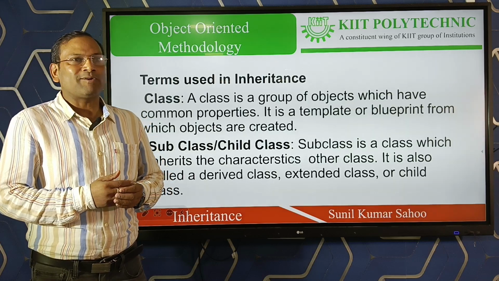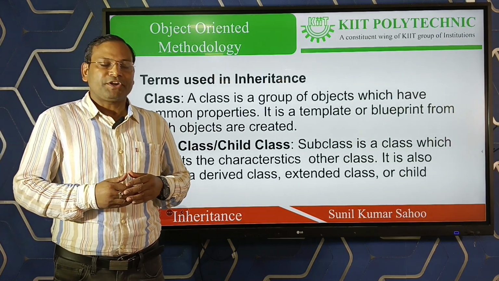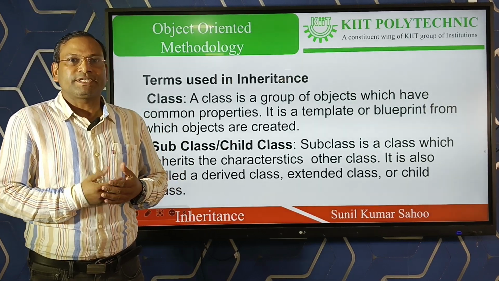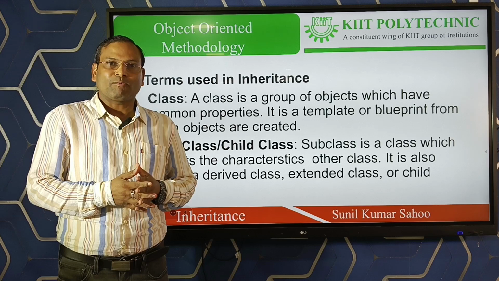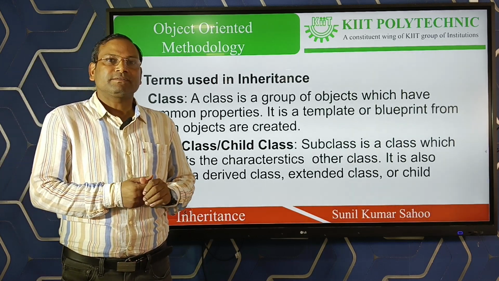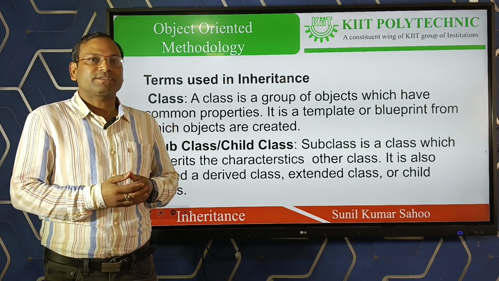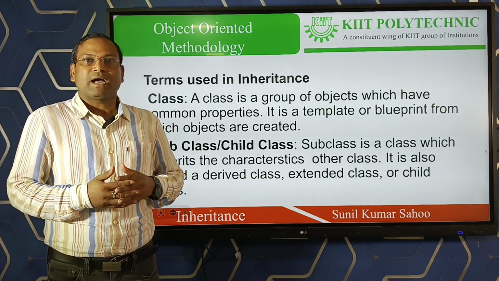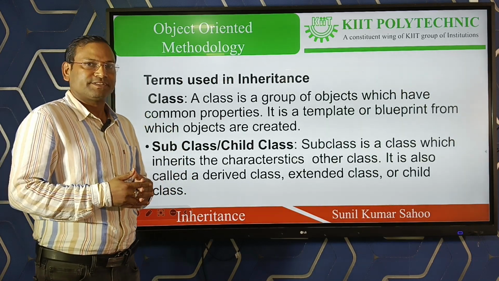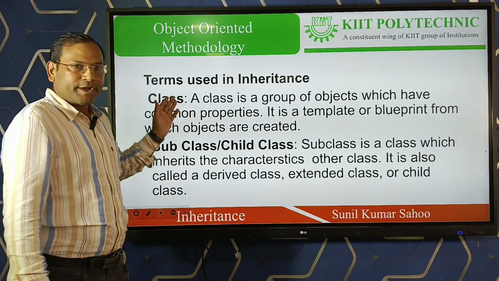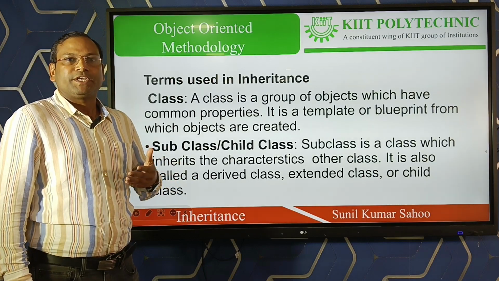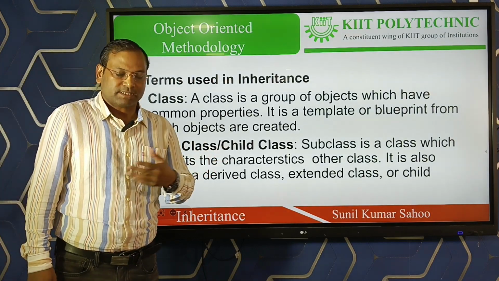In object-oriented language, there are different types of inheritance. The first one is single inheritance. Second one is multi-level inheritance. Third one is multiple inheritance. Fourth one is hybrid inheritance. Fifth one is hierarchical inheritance. Right. Before going to inheritance, I will discuss the different terms used in inheritance.